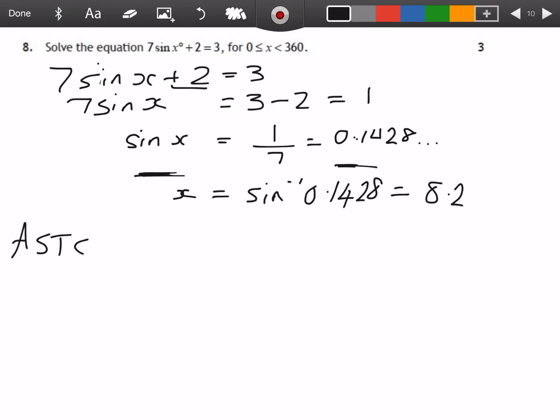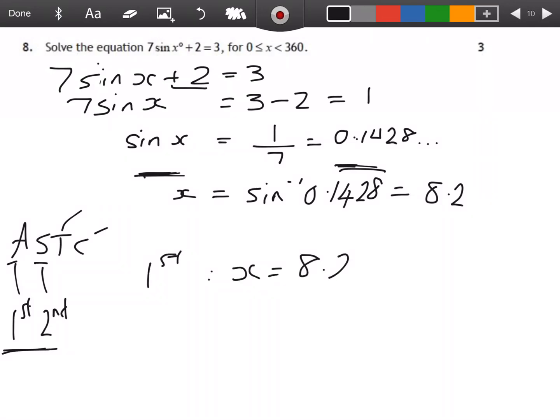So sine is positive. All of them are positive in the first quadrant. Sine is positive in the second. Tan and cos are positive in the third and fourth. So which 2 quadrants is sine positive? It's the first and second. So the first quadrant answer comes from the calculator. So that is our answer, 8.2. That's our first quadrant answer.